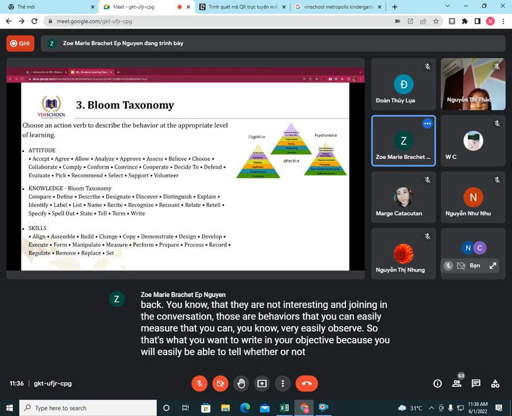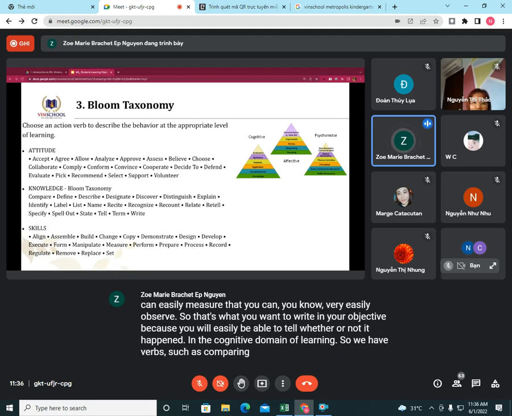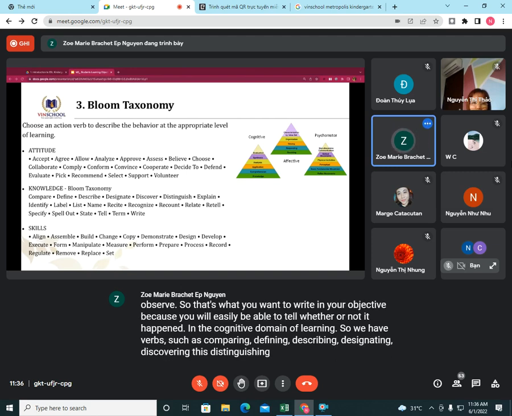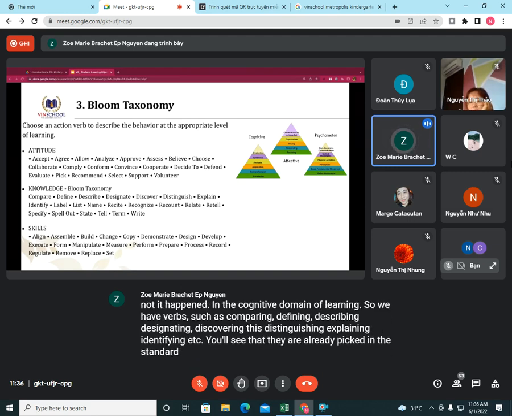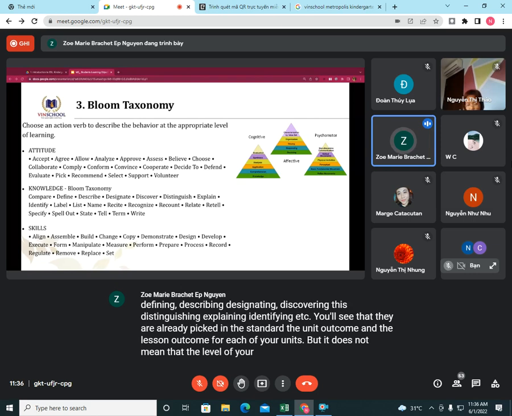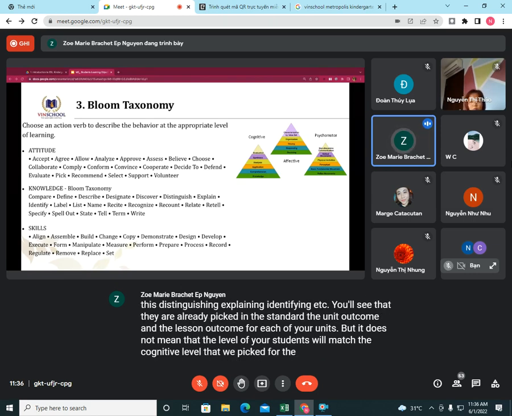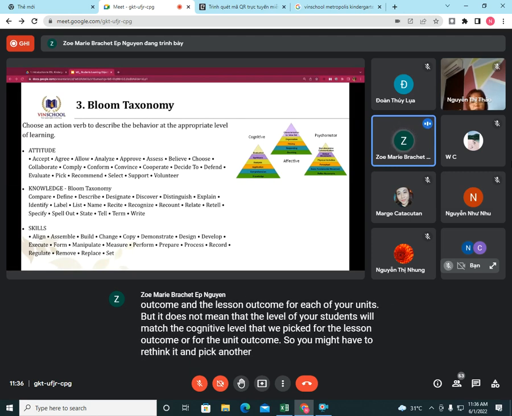not it happened. In the cognitive domain of learning, we have verbs such as comparing, defining, describing, designating, discovering, distinguishing, explaining, identifying, etc. You'll see that they are already picked in the standard, the unit outcome, and the lesson outcome for each of your units. But it does not mean that the level of your students will match the cognitive level that we picked for the lesson outcome or for the unit outcome. So you might have to rethink it and pick another measurable verb.